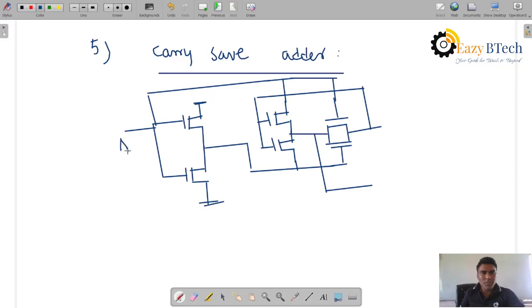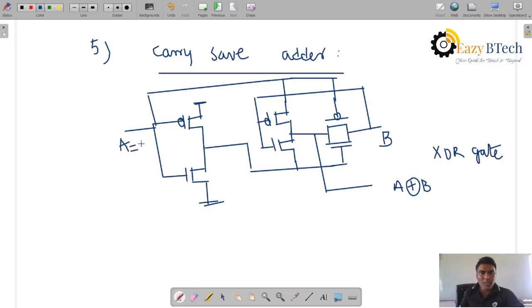This is the A input. This is a PMOS transistor, NMOS transistor inverter, and it is a complementary transmission gate with the B input. The output taken is A exclusive B, so it is an XOR gate. This is the carry save adder XOR gate design. The carry will be saved inside and only the output will be taken.